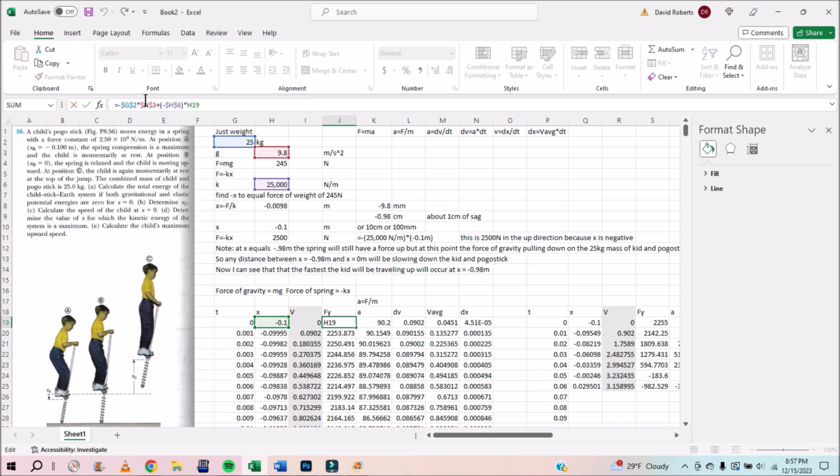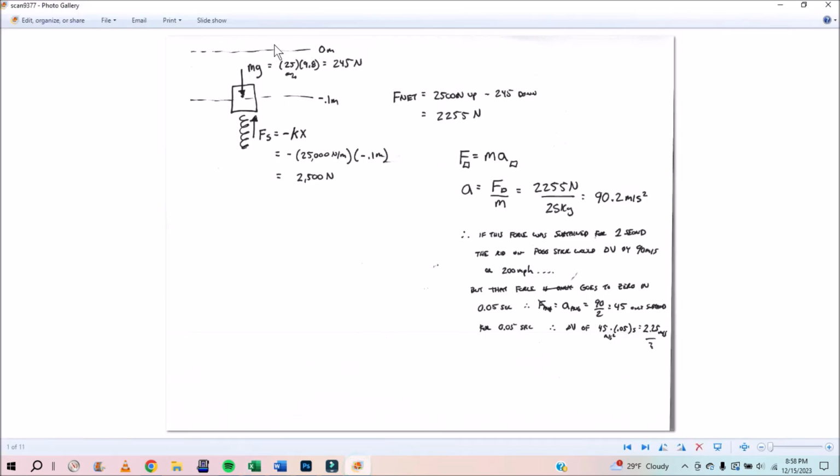I was trying to take a pause here because I was wondering, shouldn't this mg be negative too? That was tripping me up. I couldn't see this negative sign right there, but we do have a negative. The mg, the gravity, is in the downward direction, so your mg is negative.